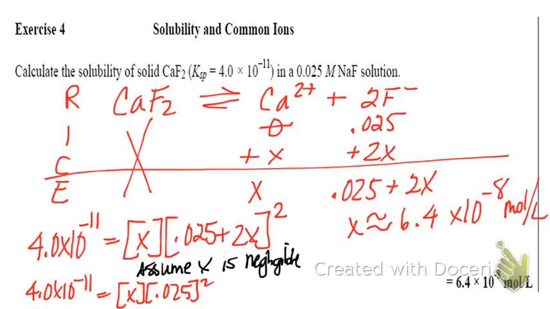So you only get rid of the X in the part where it's being added or subtracted. Because the common ion here is fluorine, right? By adding the calcium fluoride, it's going to be such a small amount that mathematically it's not going to change our fluorine amount, okay?